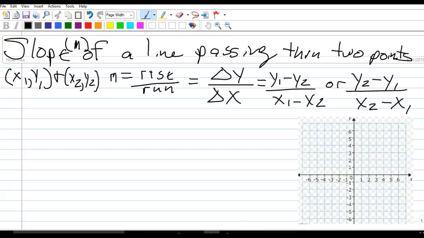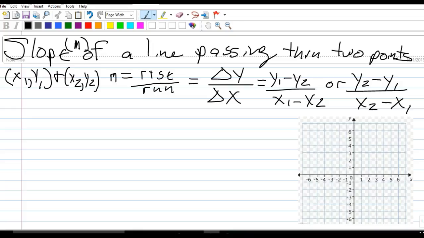Today we're going to talk about the slope, designated using the letter M, of a line passing through 2 points, x sub 1, y sub 1, and x sub 2, y sub 2. These are what we call subscripts. The first ordered pair is designated x sub 1, y sub 1, and the second ordered pair is designated x sub 2, y sub 2.